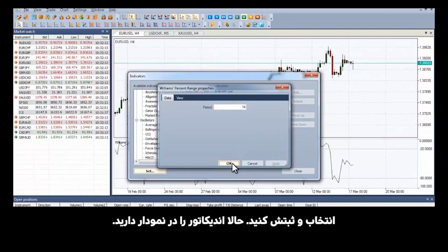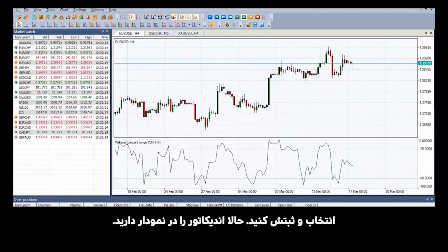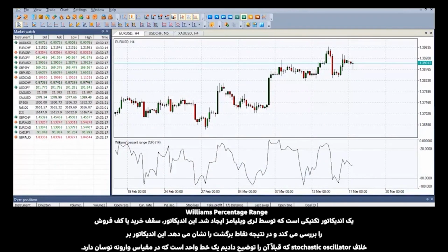Select it, OK, and there we go. The Williams percent range is a technical indicator developed by Larry Williams to identify whether an asset is overbought or oversold, and therefore to determine possible turning points. Unlike the stochastic oscillator we mentioned previously, the Williams percent range is a single line fluctuating on a reversal scale.